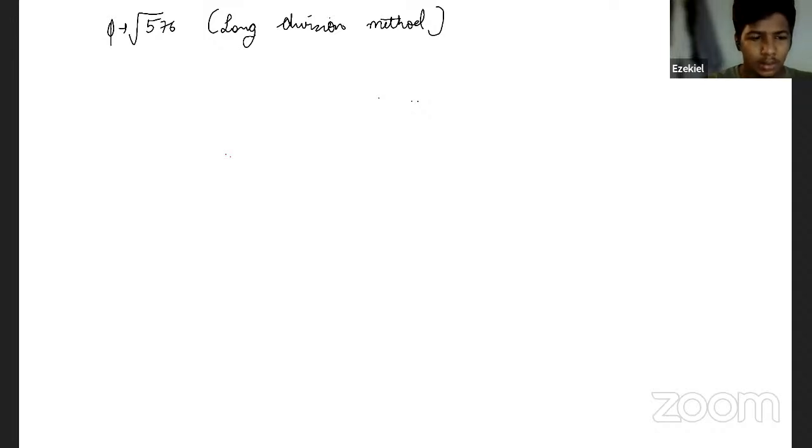Now, what is this? We're supposed to find the root of 576 with the long division method. I taught you, na? We are doing this chapter now, because there are so many roots. So how to find the root? That is what we are looking at.